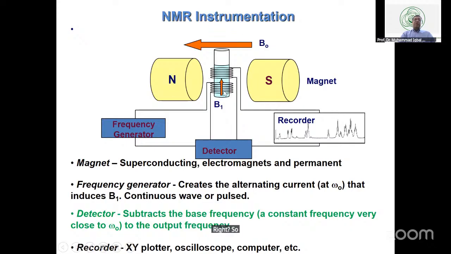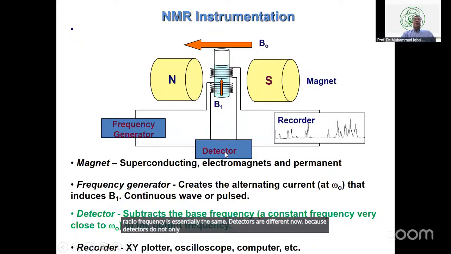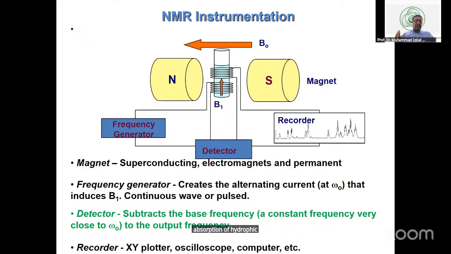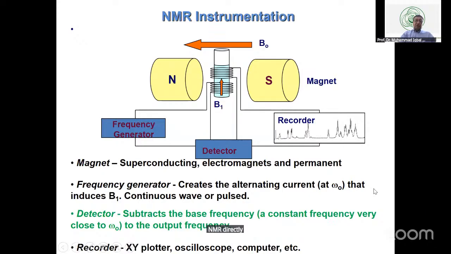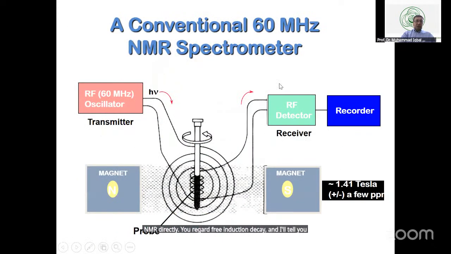So magnets look very different, and we will see that also radio frequency is essentially the same. Detectors are different now because detectors do not really detect absorption of radio frequency, they detect something else. The machines which were initially developed were detectors designed to detect the absorption of radio frequency. And of course, you don't record NMR directly. You record free induction decay, and I'll tell you what. So this is the conventional 60 megahertz, 1.4 Tesla machine or something.